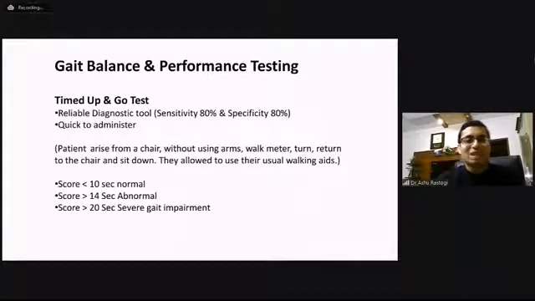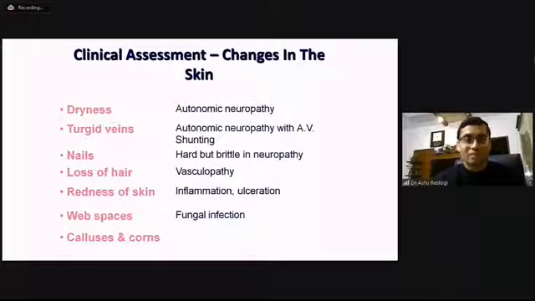Suppose it takes less than 10 seconds, this is a very normal phenomenon. But unfortunately, if it takes more than 20 seconds, that means he is having neuropathy and some gait impairment, and you need to examine this patient very carefully.